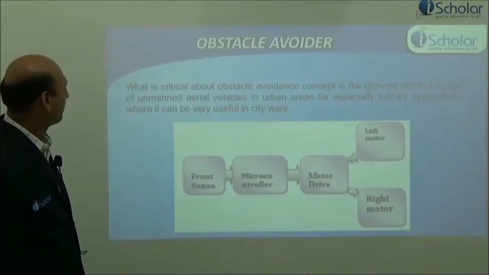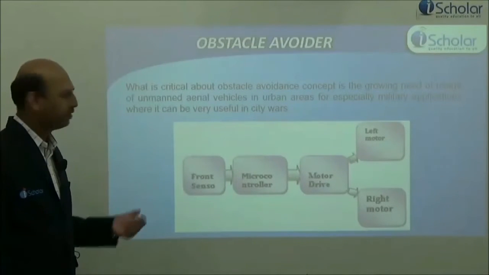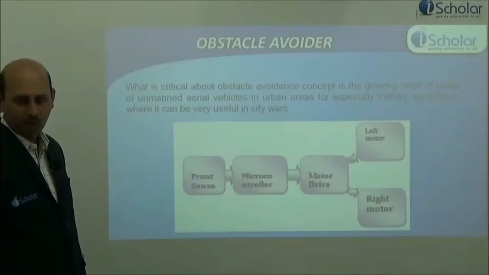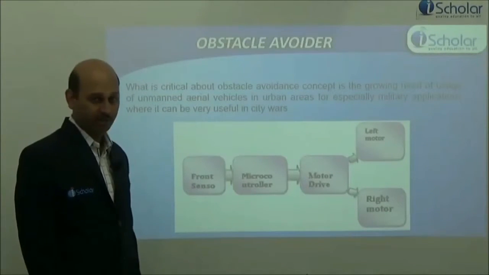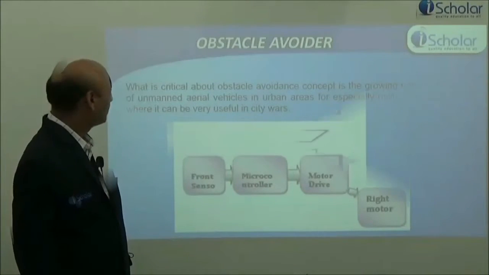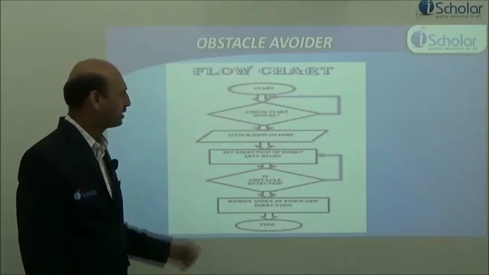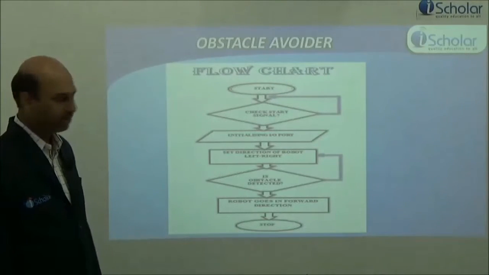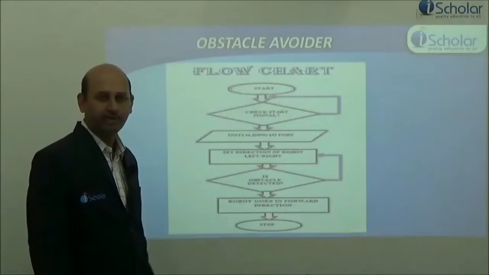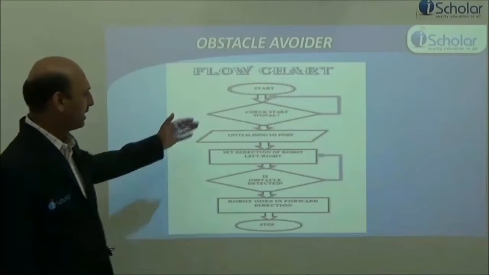This is mainly used in places where humans can't go, where some information has to be collected. In those places an obstacle avoider can be used. So this is the actual flow chart of an obstacle avoider robot. When you are programming, you will be creating many flow charts like this. It states how it works.